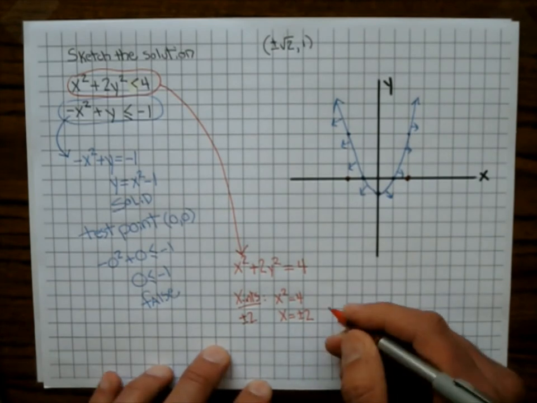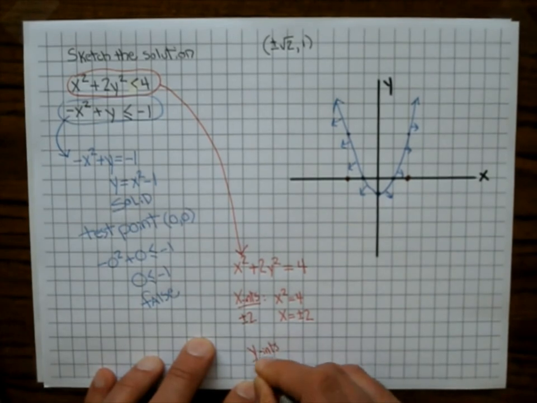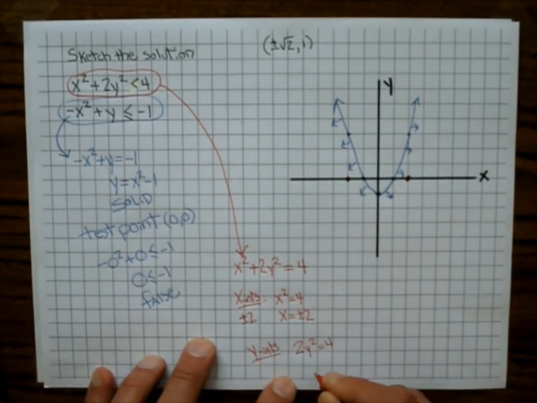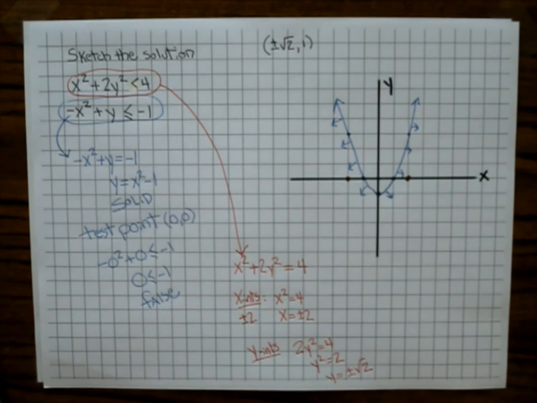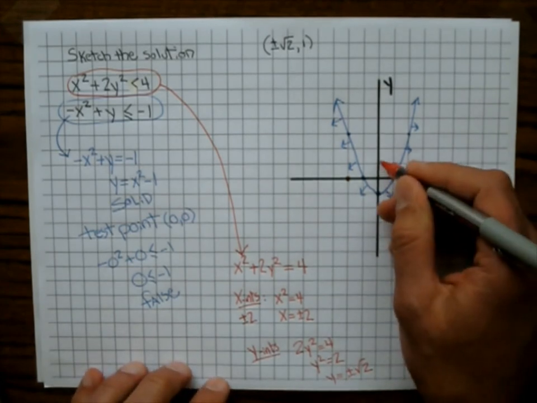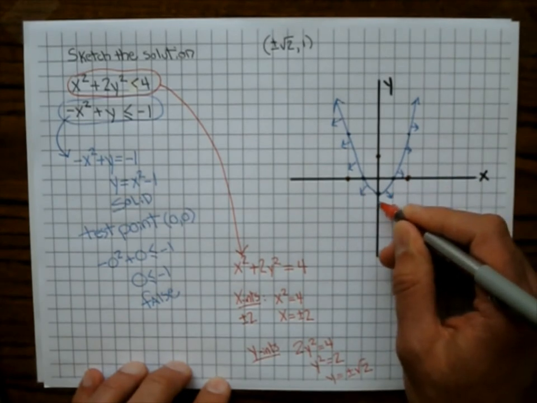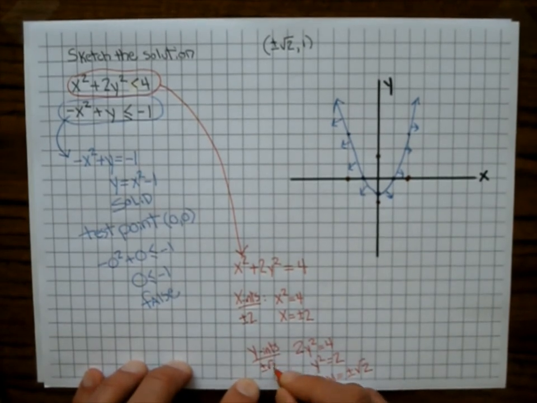And then my y-intercepts, I'm going to set x equal to 0, and I get 2y squared equals 4, y squared equals 2, y equals plus or minus root 2. Now, if you've put root 2 on your calculator recently, you'll see that it's about 1.4. So it's right here and right here, so negative 1.4. So this is plus or minus root 2.